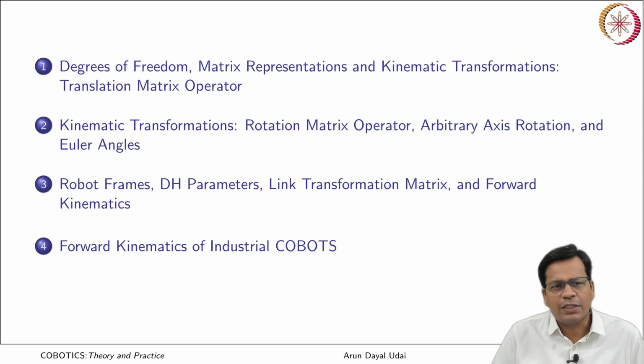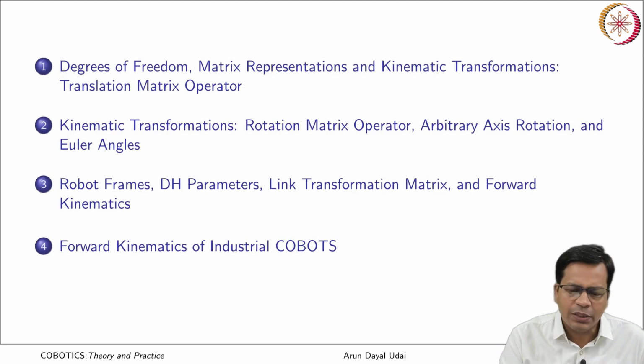We will begin with translation matrix, and the second lecture will have kinematic transformation. We will continue with rotation transformation, arbitrary axis rotation and Euler angles. Lecture 3 will comprise robot frames, DH parameters, link transformation matrix and forward kinematics. Moving ahead to the fourth lecture of this week, we will discuss forward kinematics of standard industrial cobots.